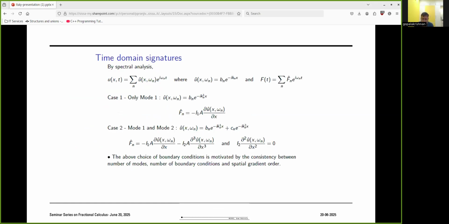So what we have done here is, let's take only one mode. This is the force and this is the deformation. When you take mode n equal to 2, the governing equation is here and these are the boundary conditions. The above choice of boundary conditions is motivated by the consistency between the number of modes, the number of conditions and the spatial gradient order. So if you take the second mode, the spatial gradient is 2, 4, and it goes up like that. Next, please.